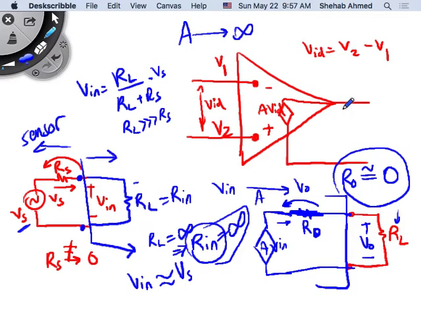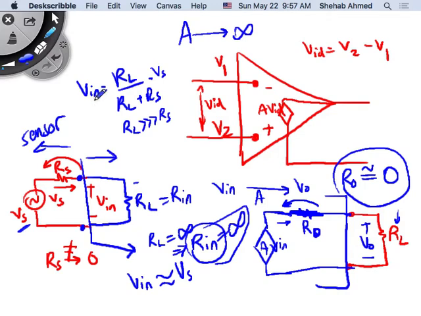Yes. So when you say that this is for an ideal amplifier, and if this is infinity, if this is zero, and A is approaching infinity, then we are measuring the physical phenomenon. What do you exactly mean by measuring the physical phenomenon? Meaning your input to the amplifier is equal to Vs. It's not equal to RL over RL plus RS times Vs. It's not a scaled version of V input.